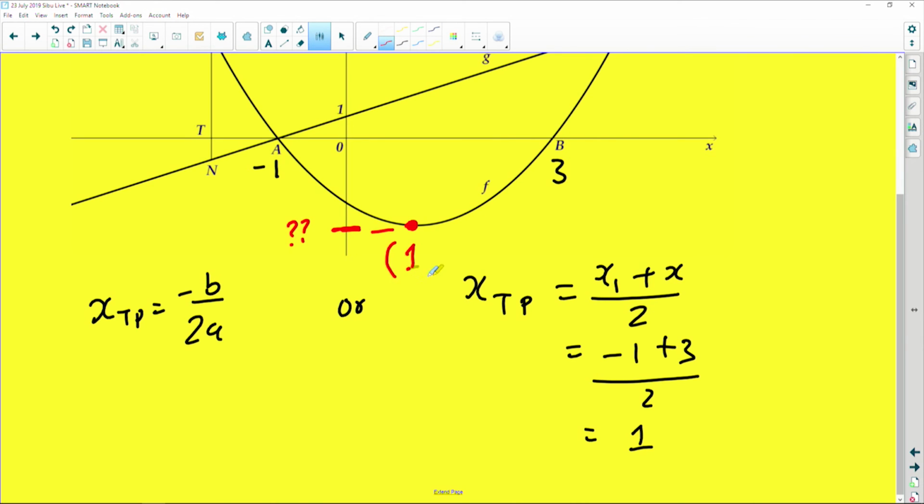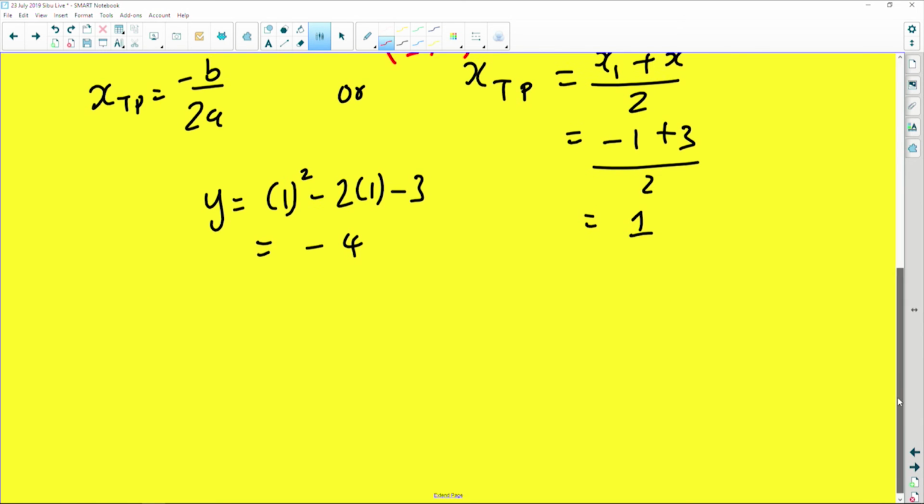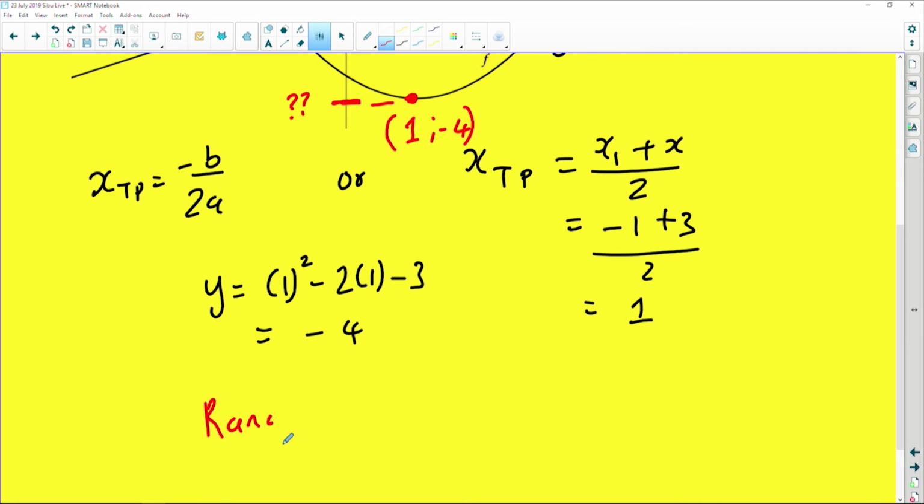So our turning point has an x value of 1. We are now looking for the corresponding y value of the turning point. To find it, just substitute this x wherever you see x in the original equation of the graph. So y is x squared minus 2 times x minus 3, and if you simplify this, you get a y value of negative 4. So the coordinates of the turning point are (1; minus 4). Therefore, to conclude, the range is y is an element of, and you have to include the turning point because the graph does reach the turning point, and then it goes all the way to infinity.